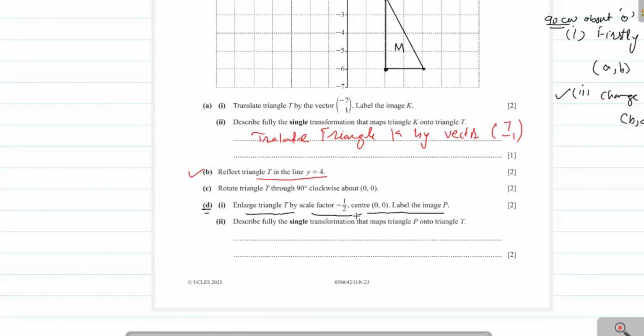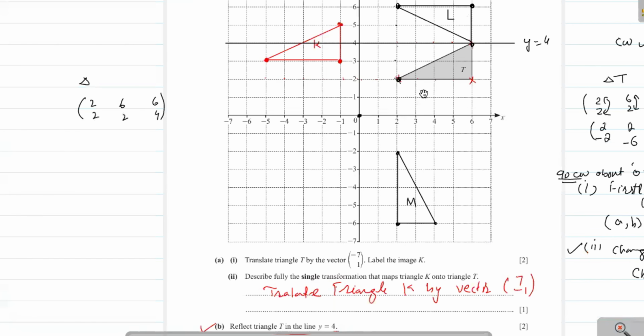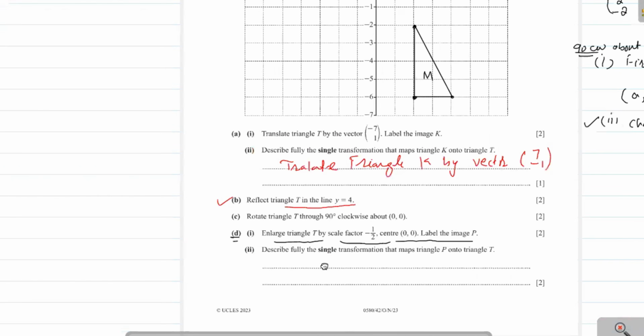Enlarge triangle T by scale factor -1/2 with center 0, 0. Label the image P. Now this is the triangle T, and this is the center of enlargement. And this triangle T has the points 2, 2, 6, 2 and 6, 4. This triangle T is enlarged by a scale factor -1/2.